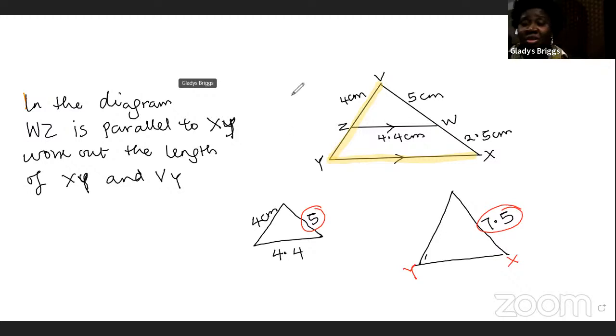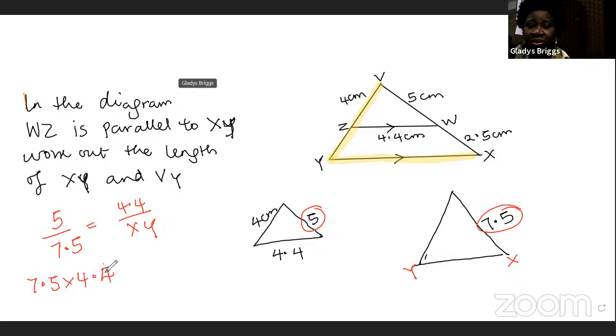Go on, guys. I cannot draw all the pictures for you because you have to draw them, work them out yourself and find out how to work them, because you'll get them in your exam. 5 over 7.5 is equal to 4.4 over XY, okay? So 7.5 times 4.4 is equal to 5 times XY, which means XY is equal to 7.5 times 4.4 divided by 5.